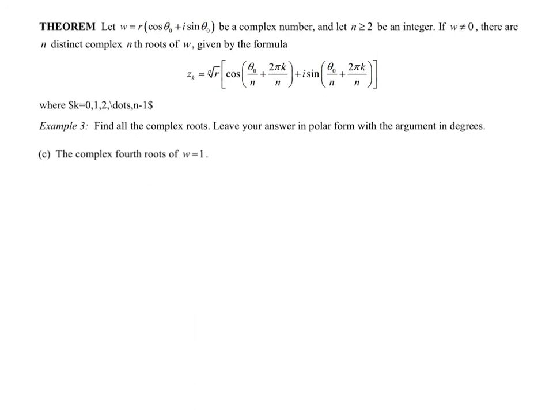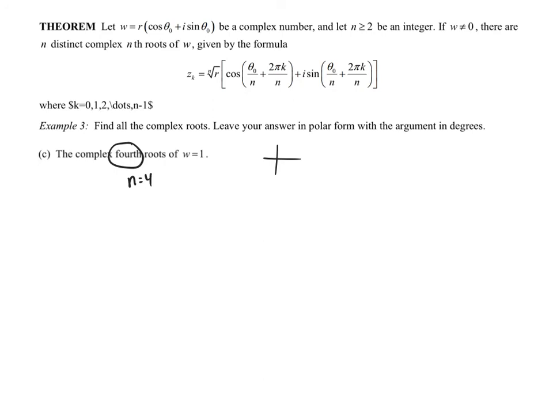Okay, last example, we want to find the complex fourth roots of w equal to 1, and we're again going to write it just in general form like we did in example B. And so again, since I'm finding the complex fourth roots, that tells me that n is going to be equal to 4. Okay, so let's go ahead and figure out what the angle is here.